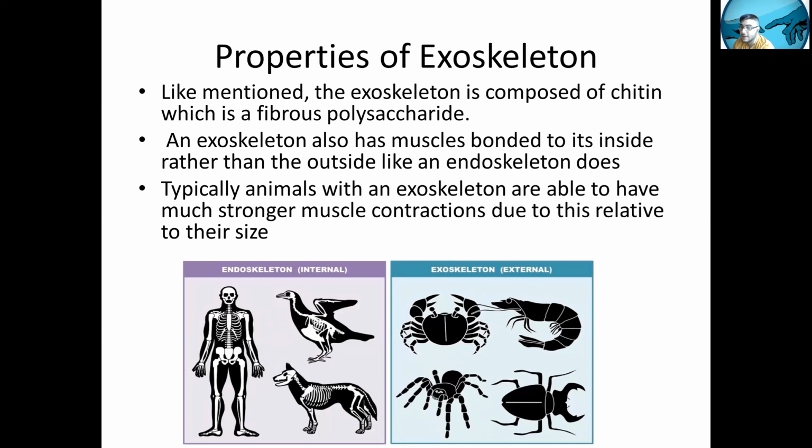Like mentioned, the exoskeleton is composed of chitin, which is a fibrous polysaccharide. So it's basically like an amino sugar, kind of an amino sugar hybrid.